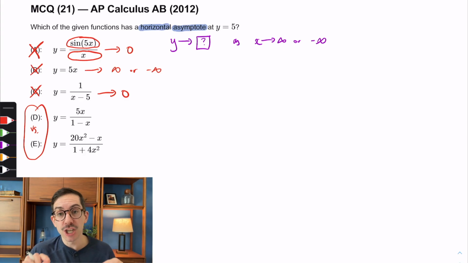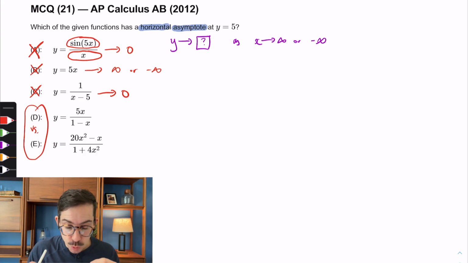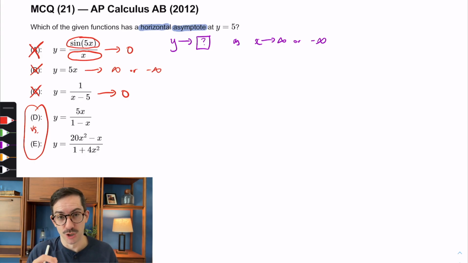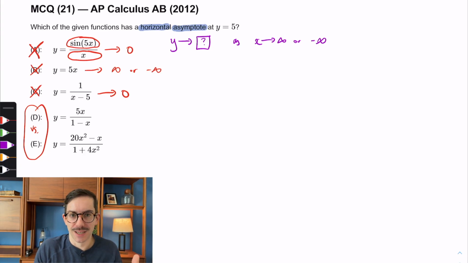These are both rational functions, polynomial over polynomial. And you might remember that the long-term behavior of those, the horizontal asymptotes of rational functions, have something to do with the ratio of the coefficients of the leading terms of the numerator and the denominator. If you remember that, great, apply it. I want to show you what to do if you forget. I want you to get comfortable working with these quantities directly.